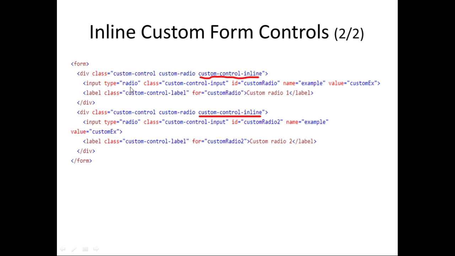So we have input type radio, just like we had a while ago, so I'll not be explaining anymore. And then here we have another radio button. So again, wrap around this container, and you again place a custom control inline. So that will make these two controls inline, or side by side.